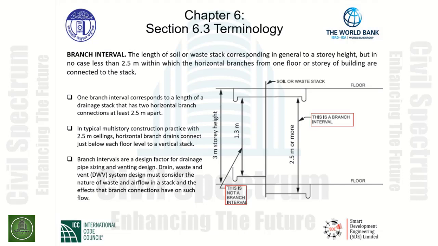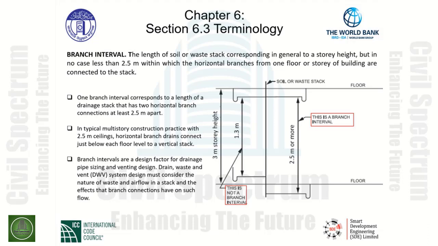Branch interval. The length of soil or waste stack corresponding in general to a story height, but in no case less than 2.5 meters, within which the horizontal branches from one floor or story of a building are connected to the stack. One branch interval corresponds to a length of drainage stack that has 2 horizontal branch connections at least 2.5 meters apart.